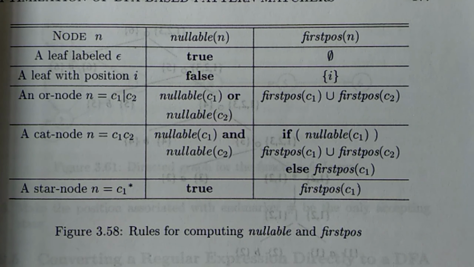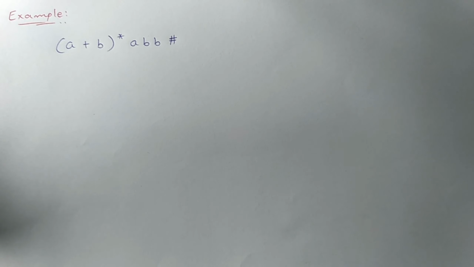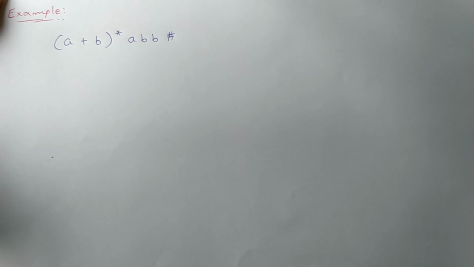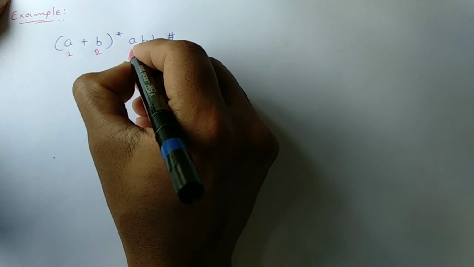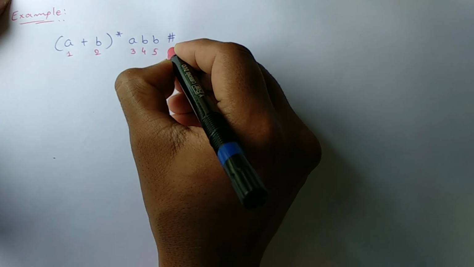So now let's see this with the help of an example. For example, the regular expression (a|b)*abb. Convert this expression into a DFA without constructing an NFA. First you have to find the first and follow positions of the given positions. Now give the positions of the given regular expression: first, second, third, fourth, fifth and sixth.